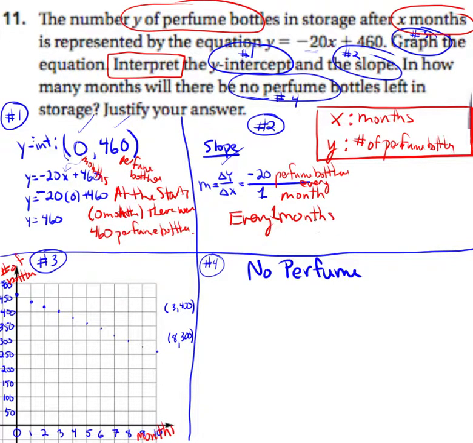You'll still get a check mark or credit for it. But to be very clear about this, put the number 1 right in there. Just squeeze it right in there. 1 month. Every month, the number of perfume bottles goes down 20. Or another way you could say it, every 1 month, they sold 20 perfume bottles or something like that.